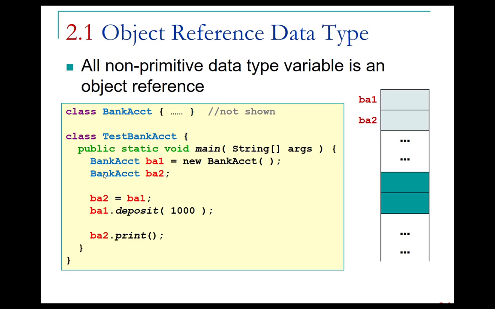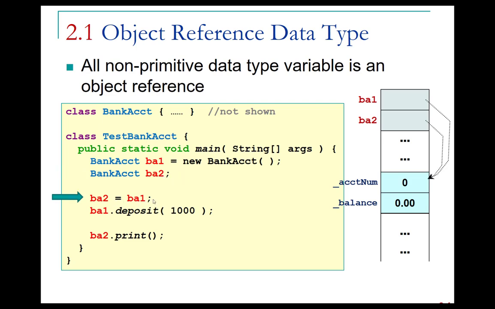Let's take a closer look. BankAccount ba1 equal to new BankAccount. So this is a constructor with no parameter. So ba1 is a reference. It has created in the memory an object with account number 0 and balance 0. BankAccount ba2, so this is creating a variable name as a reference of a bank account class. And at this moment, since nothing is assigned to ba2, ba2 is a null pointer.